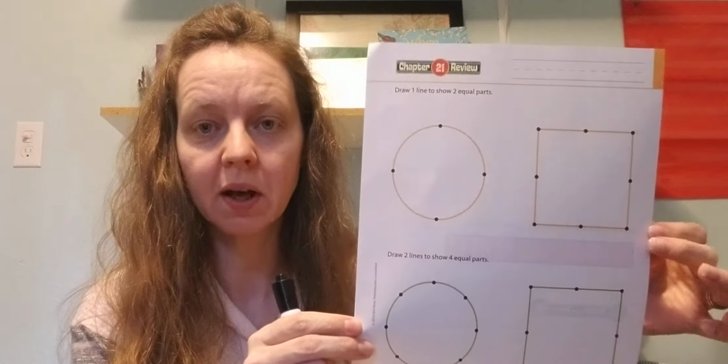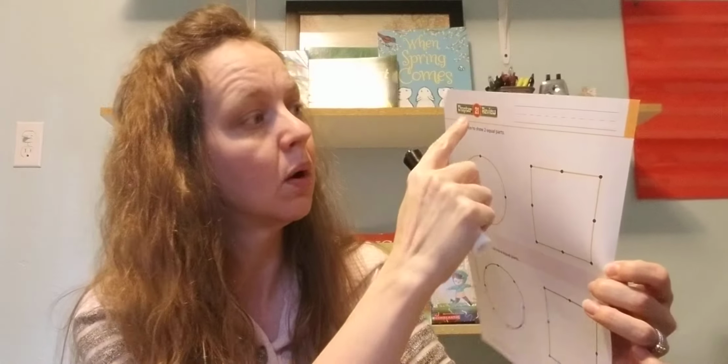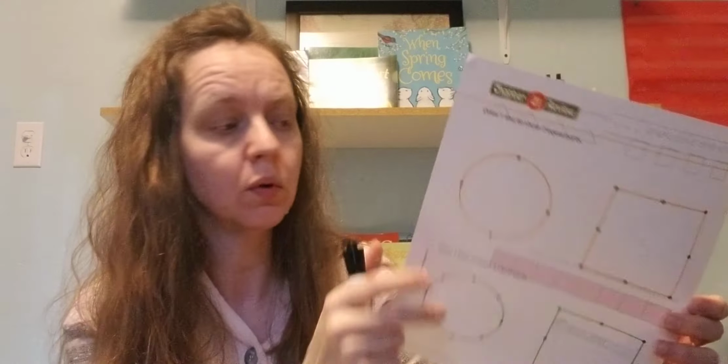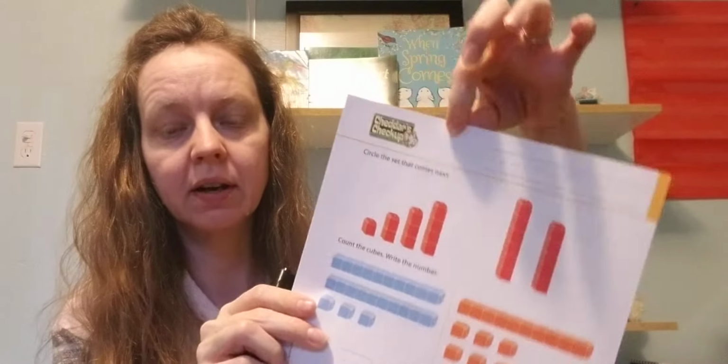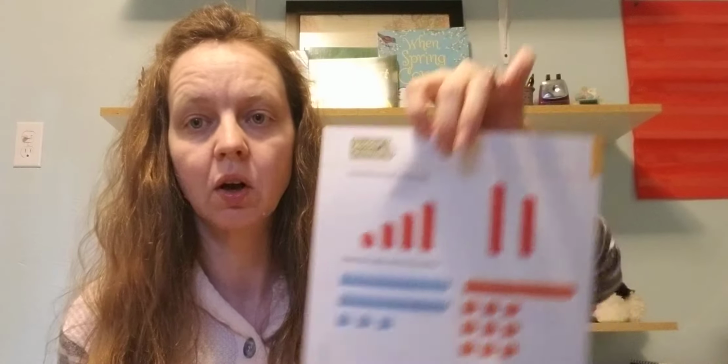It has some shapes on it, and it says chapter 21 review up there. And your second page looks like this. It's got cheddar on there, and it says check up, and it looks like this. And we're going to go through them together. First, we're going to do a quick review of shapes and how to divide them into equal parts. And then I will read through the questions on the test, and we'll take the test. And then you will be done with math for today.